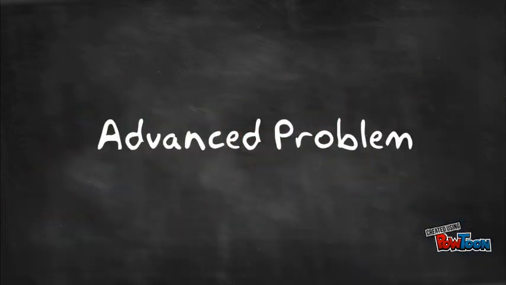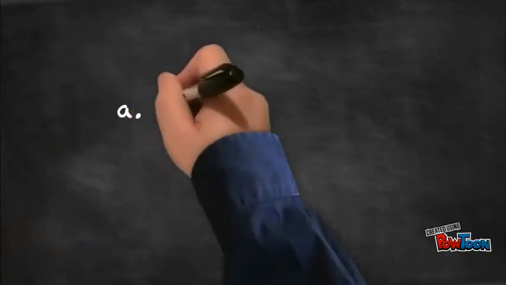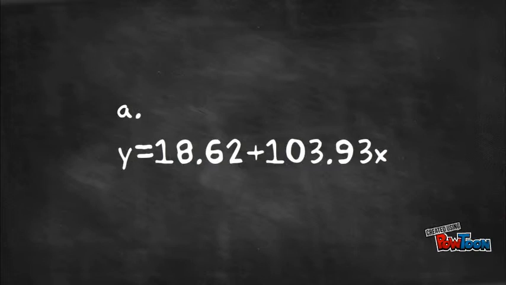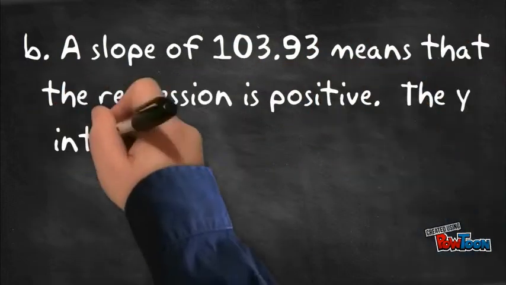Now here we have the advanced problem, in which you were given a bunch of data in the table, and you were given the y-intercept and the capacity, which can also be called the slope of the dataset. Then for part A, you are to write a regression equation, in which you'll put y equals 18.62 plus 103.93 times x. Then for part B, you're to explain the meaning of the slope and the y-intercept.